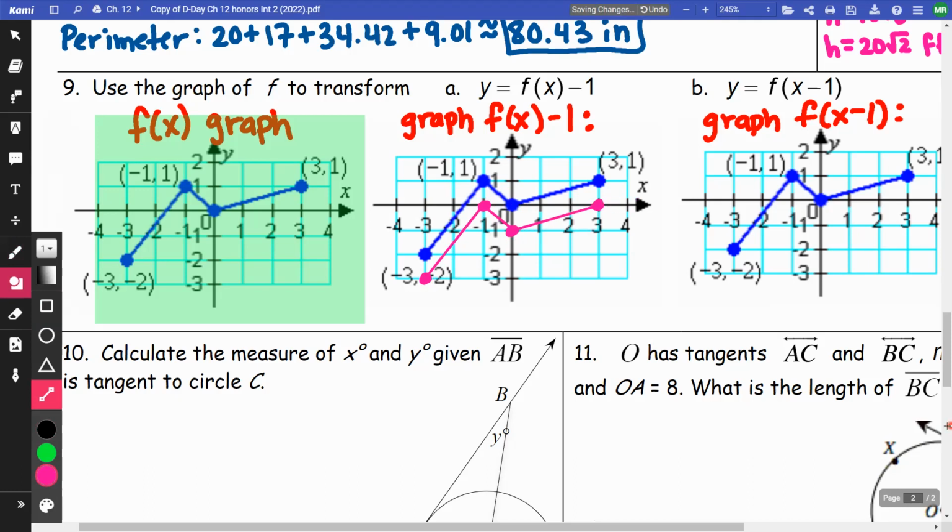So it's the same graph, just basically translated down 1.